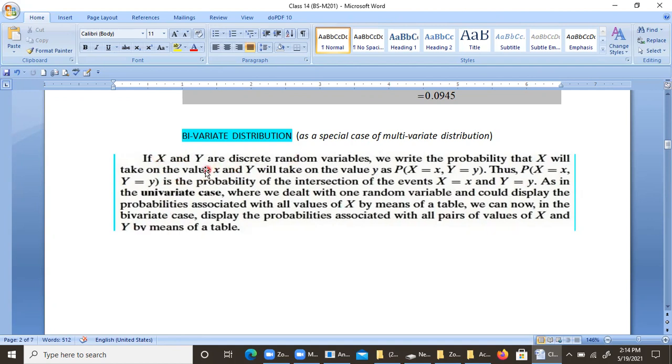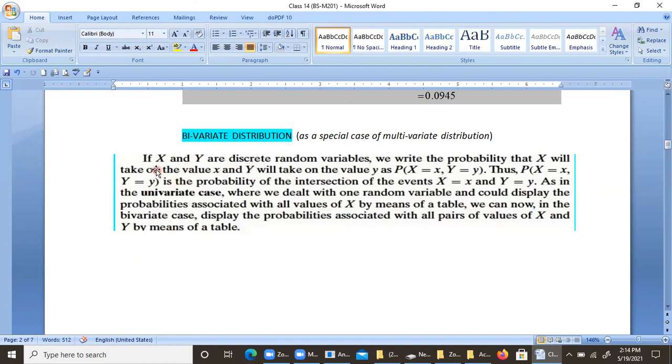First of all, we have to understand what is bivariate distribution. As the name suggests, bi stands for the word two. Variate is a statistical word which is very famous in the domain of statistics. Variate actually means variable. So bivariate means two variables. A distribution having two variables is called a bivariate distribution. And obviously it is a special case of multivariate distribution.